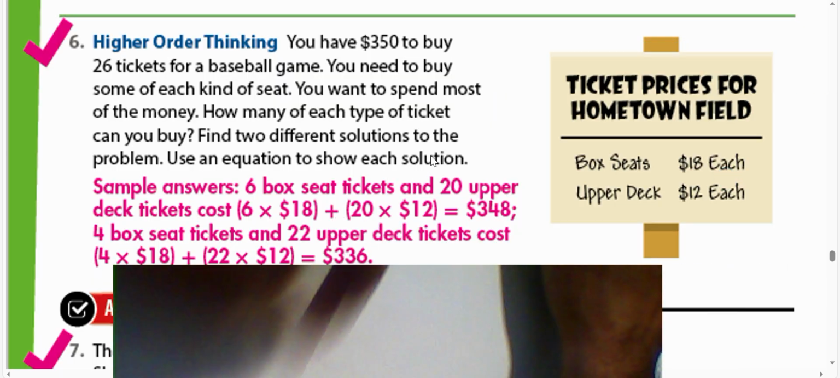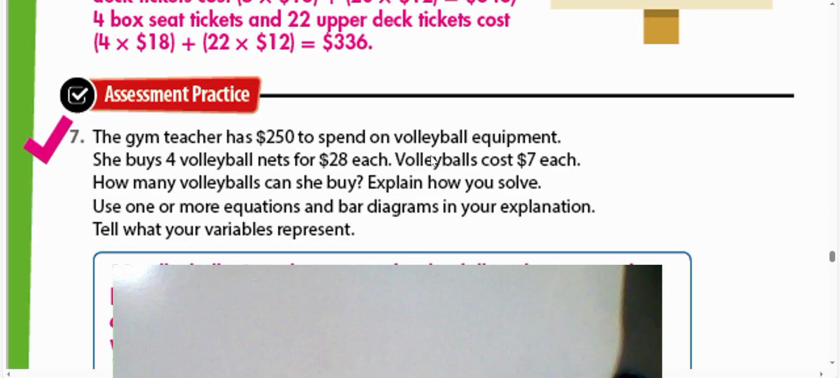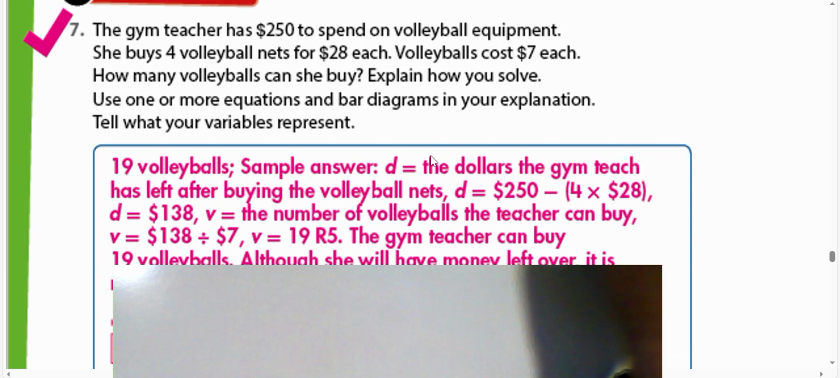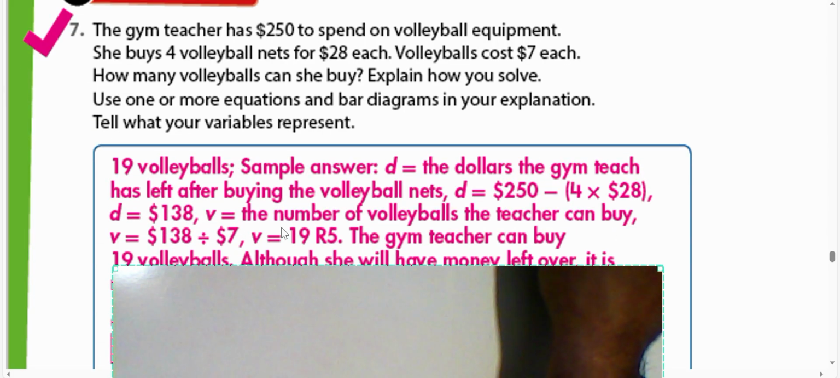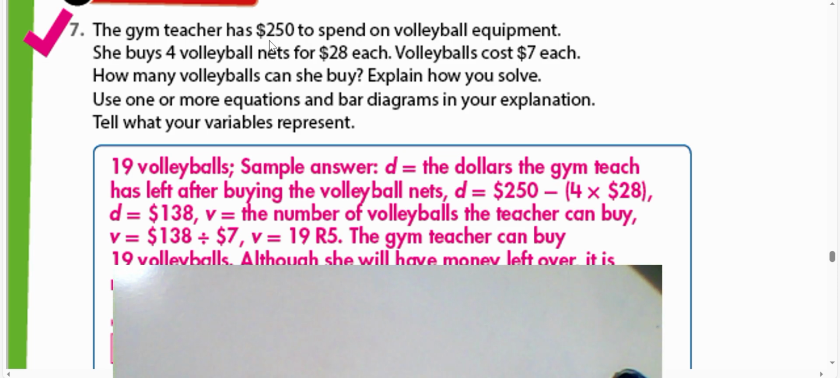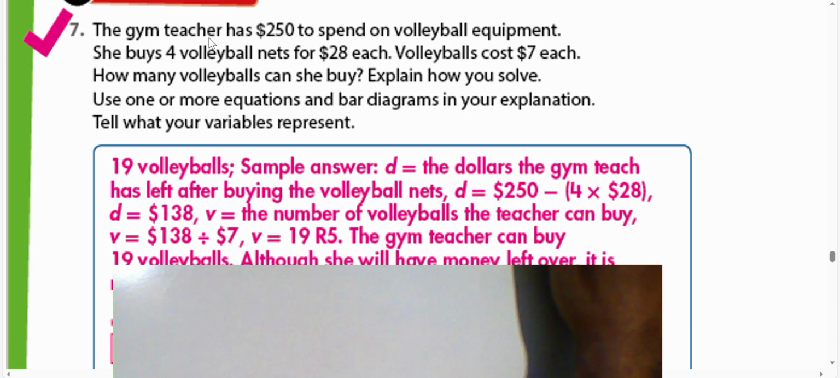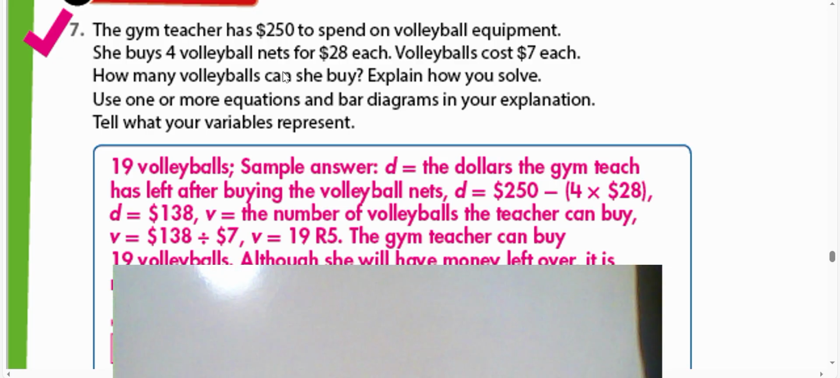Next question. Assessment practice. Look at here. The gym teacher has $250 to spend on volleyball equipment. She pays for volleyball nets for $28 each. Volleyballs cost $7 each. How many volleyballs can she buy, and explain how you solve? Use one or more equations and a bar diagram in your explanation. Tell what your variable represents.